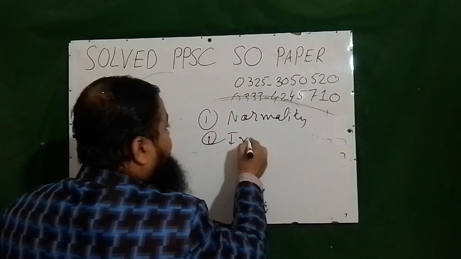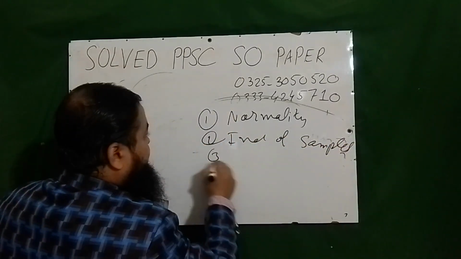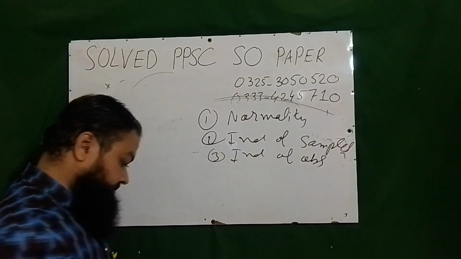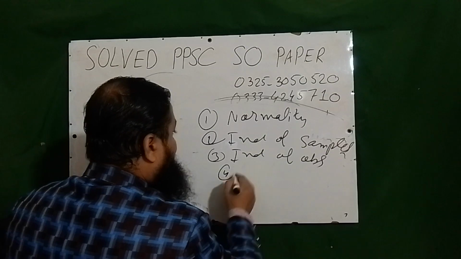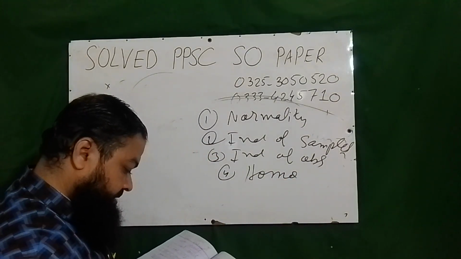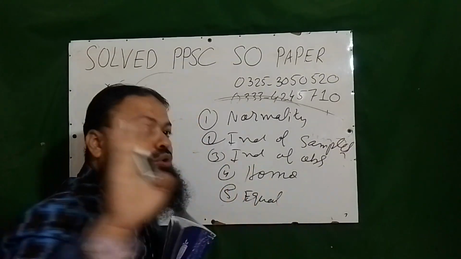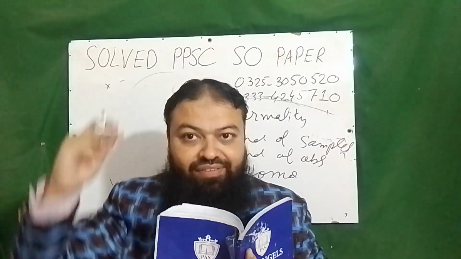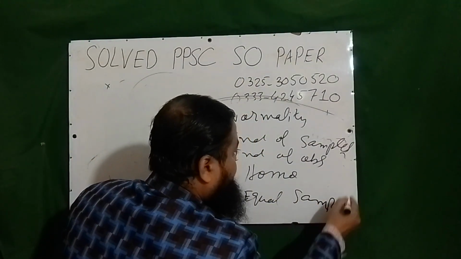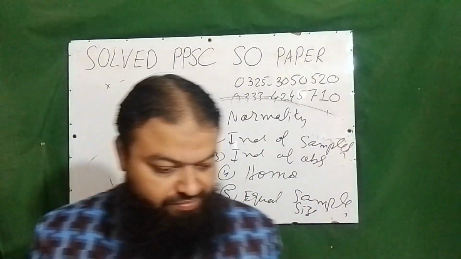Normality, independence of samples, independence of observations in each sample. Next is homoscedasticity, and the last one is equal sample sizes. If you have 4 samples and each has 7 values, this is the condition, equal sample sizes. So these can be asked in the exam.